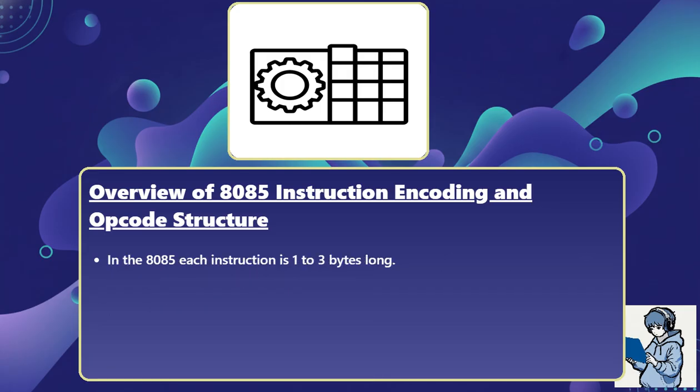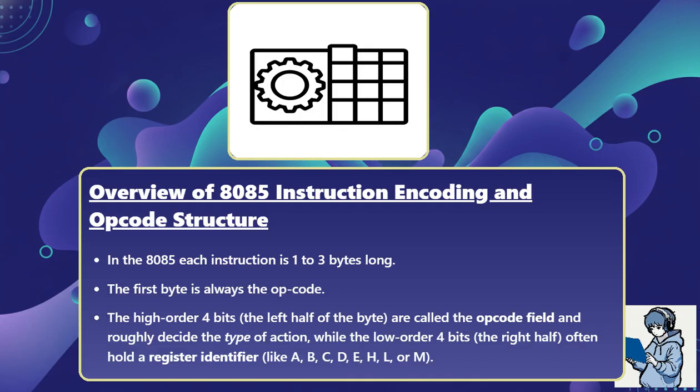In the 8085, each instruction is 1 to 3 bytes long. The first byte is always the opcode. The high-order 4 bits, the left half of the byte, are called the opcode field and roughly decide the type of action, while the low-order 4 bits, the right half, often hold a register identifier like A, B, C, D, E, H, L, or M.